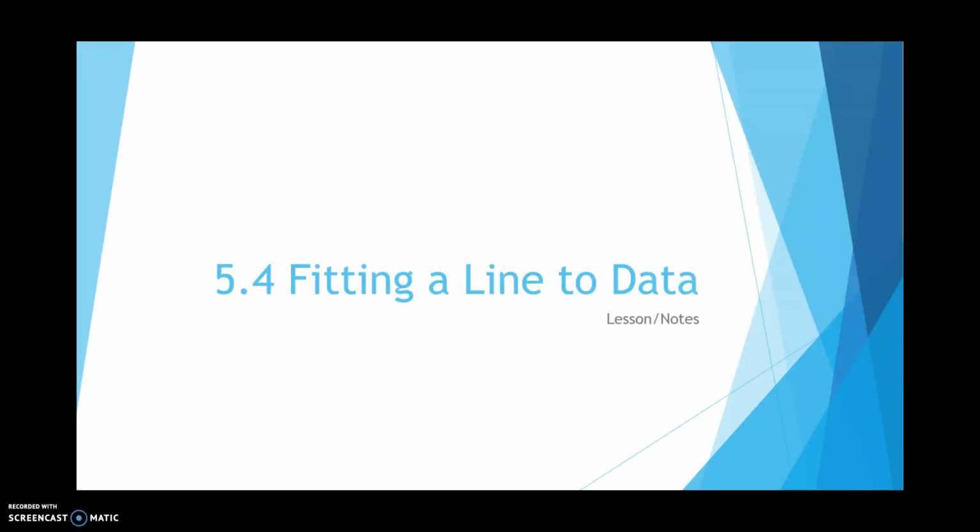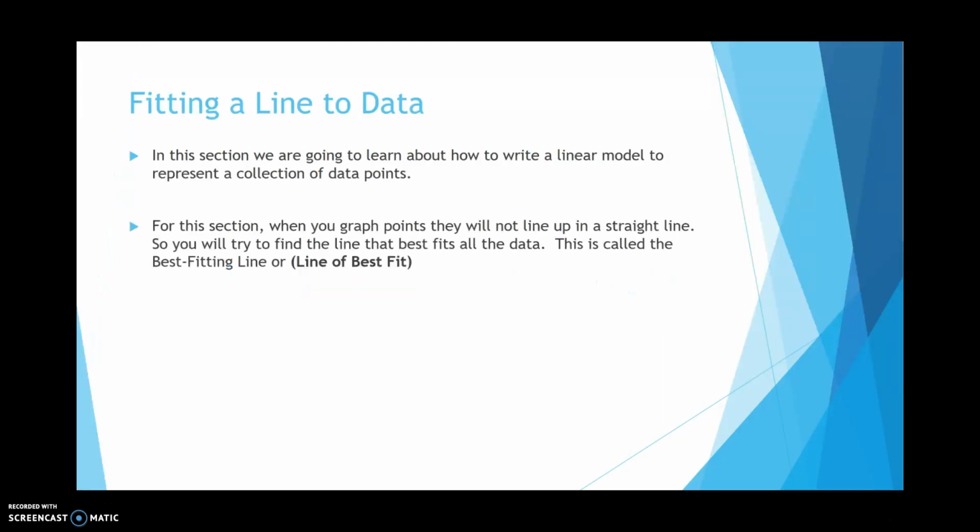This section is fitting a line to data. With this section, we're going to learn how to write a linear model that represents a collection of data points. You're going to graph points, but they're not going to be lining up in a straight line. So we're going to try to fit a line that best fits all the data points, and we call this the best fitting line or the line of best fit.